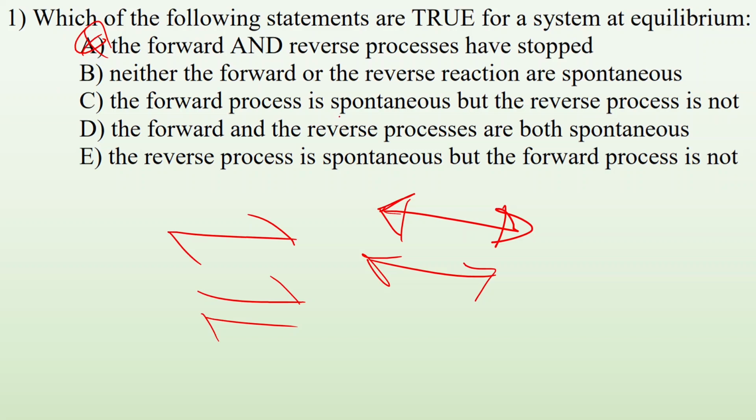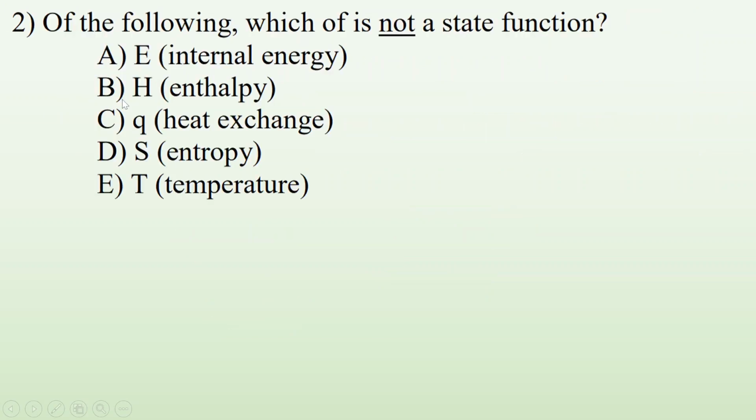Neither the forward nor reverse reactions are spontaneous. This is true, right? Neither one of them is going to be spontaneous. There's no change overall, so the forward or reverse is not favored one way or the other. All right, C, the forward process is spontaneous, but the reverse process is not. That's not true, because if it was true, you'd just go forward. D, the forward and reverse processes are both spontaneous. No, with the definition of spontaneity, it's not, right? Neither one of them is spontaneous. The reverse process is spontaneous, but the forward process is not. Definitely not true.